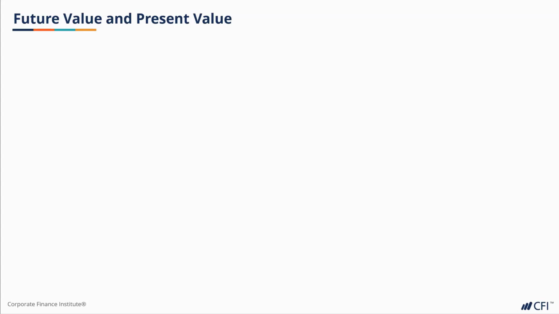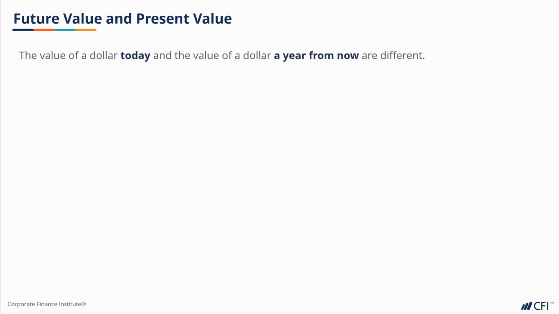Next, we will examine the concepts of future and present value. The key understanding is that the value of $1 today is not the same as the value of $1 in the future. For example, would you place more value on having $10,000 today or $10,000 a year from now? The rational person, like me, would much rather have the money today. The reasons for that are threefold.